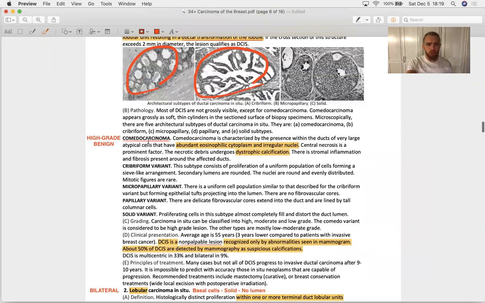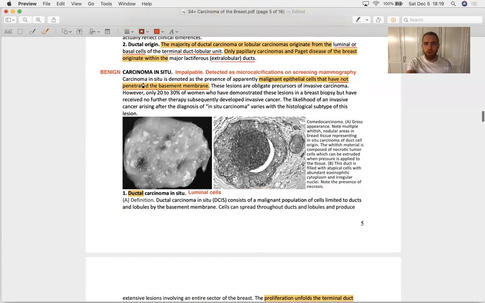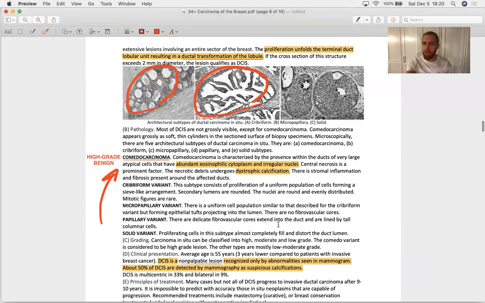And then the comedocarcinoma is a variant of the ductal carcinoma in situ. Understand this comedocarcinoma. So it's got carcinoma in its name, but it's not malignant. It's still a benign cancer. It's still in this carcinoma in situ section. So it looks malignant. The cells have a high degree of atypia, but it has not penetrated the basement membrane. So this comedocarcinoma is technically a benign neoplasia, albeit very high grade. And again, this one likes to calcify, which is what helps us catch it on X-ray.